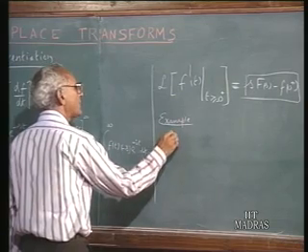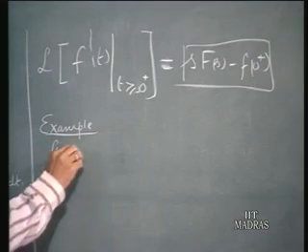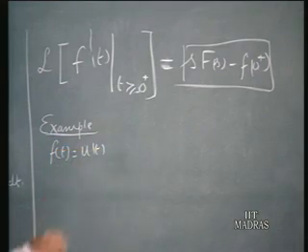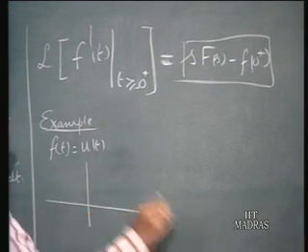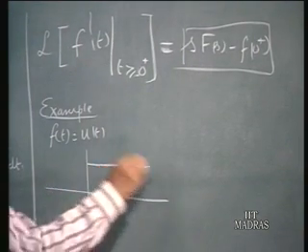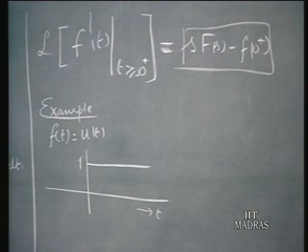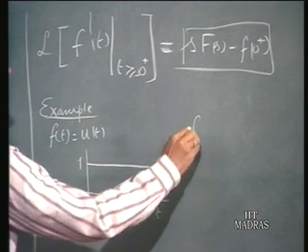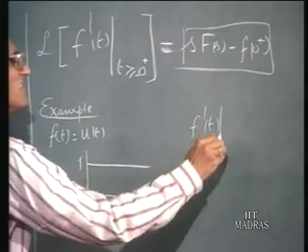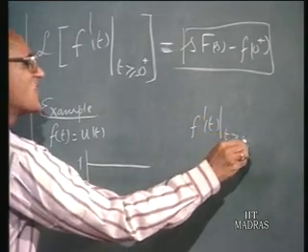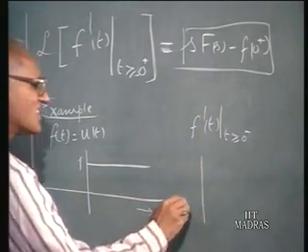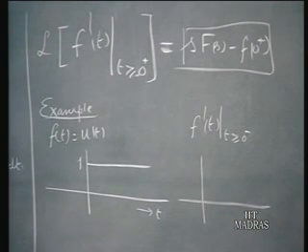Let us take f of t to be a unit step function u(t). So you have, this is f of t. Now let me say that I want to find out the derivative f prime t for t greater than or equal to 0 minus. So I would like to take the derivative of this function starting from 0 minus.